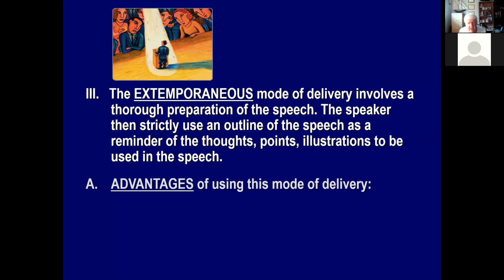What are the advantages of that mode of delivery? Well, one is the freedom from extensive notes. You don't have notes. You have an outline. You don't have something you can just sit and read. All you have is the outline.